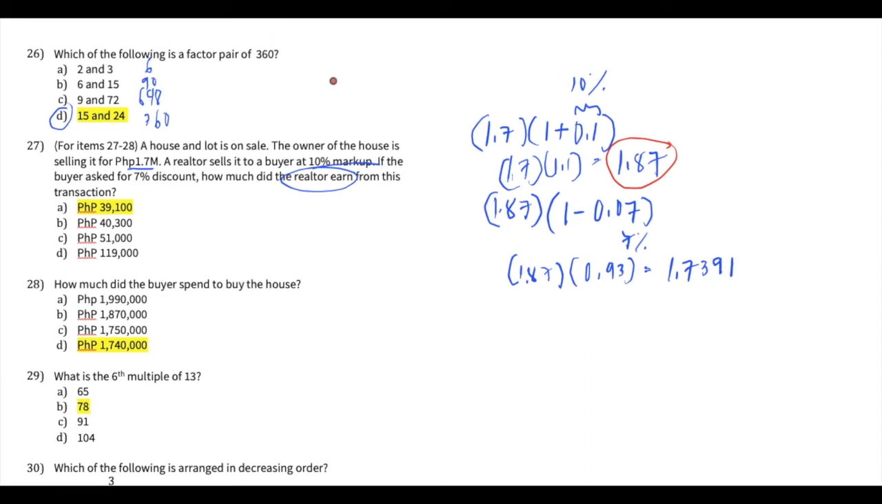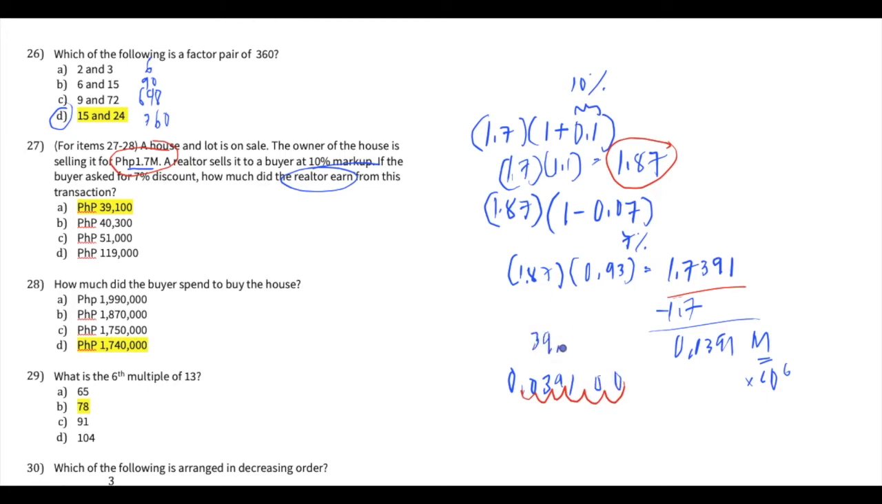Okay, so now to get the profit, we will subtract 1.7 million from this one, okay? So we will have 1.7391 minus 1.7, that's equal to 0.0391 million, okay? Kapag million, ibig sabihin times 10 raised to 6 lang yan. So let's move the decimal places 6 units to our right. So we have 0.0391, 1, 2, 3, 4, 5, 6. Okay, let's add 2 zeros. Ang final answer natin is 39,100 or letter A.